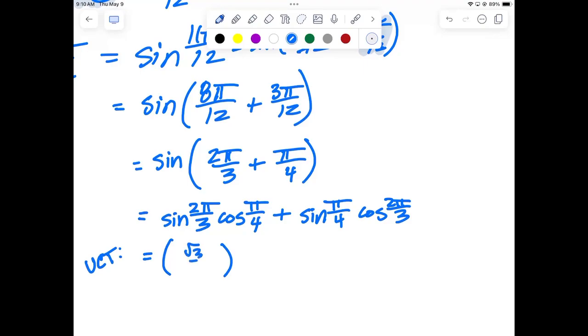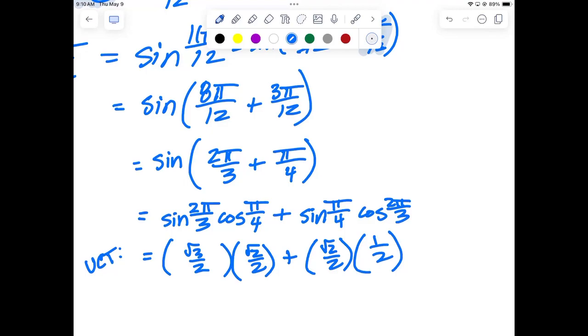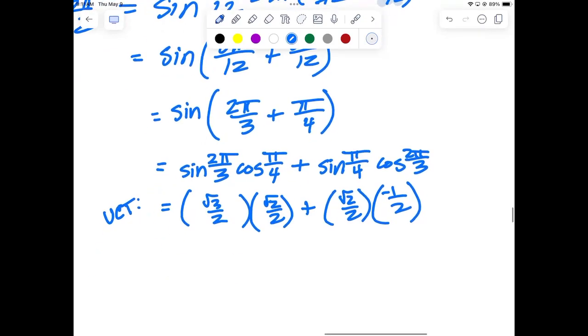That's square root of 3 over 2. Good. Cosine of pi fourths. Square root of 2 over 2. Sine of pi fourths. Square root of 2 over 2. Cosine of 2 pi thirds. Negative 1/2. Your brain is back on math. It's in quadrant 2. All right, and now we multiply straight across, and you get the square root of 6 minus the square root of 2 all over 4.